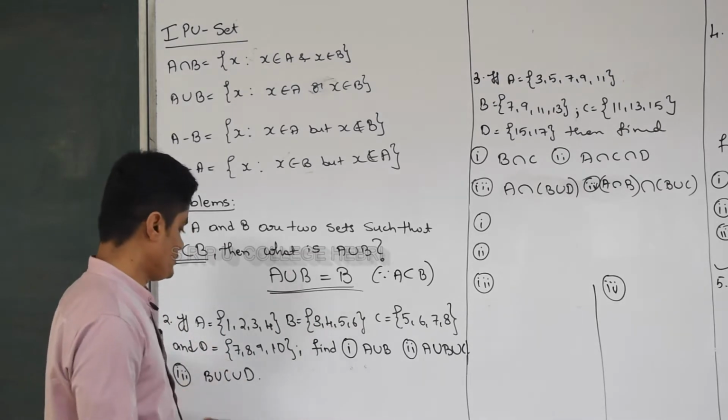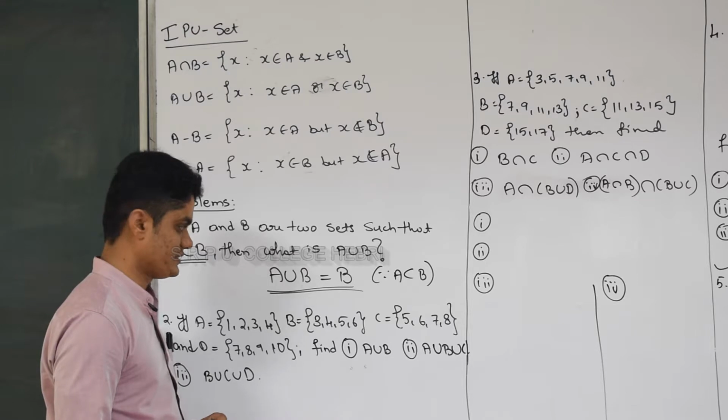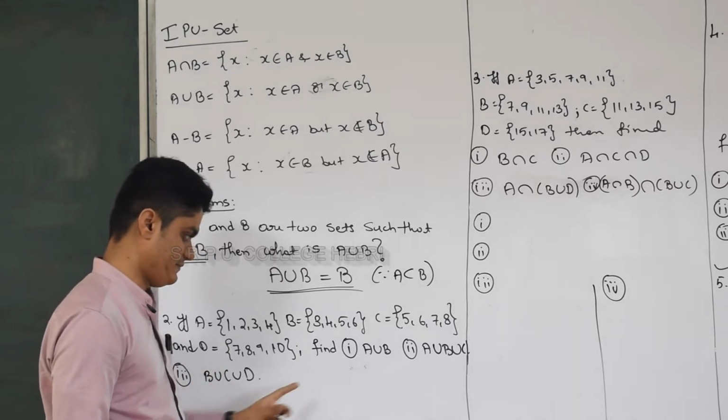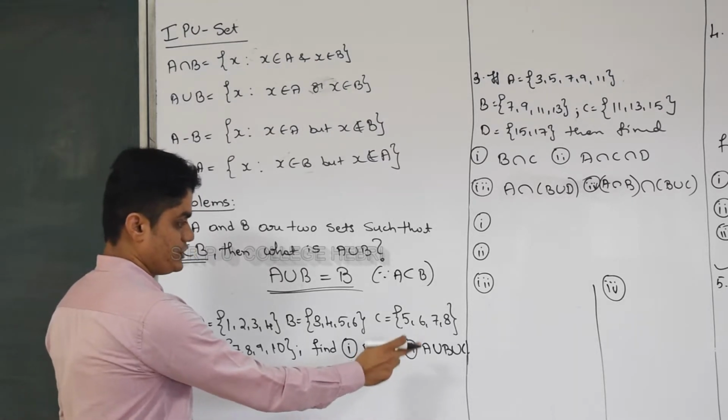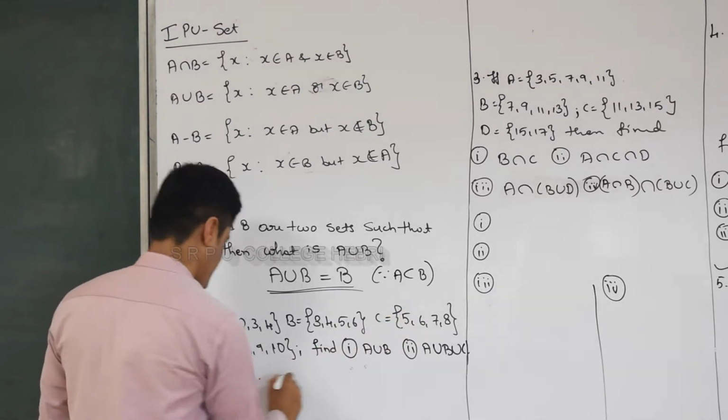Next, if A is equal to {1, 2, 3, 4}, B is equal to {3, 4, 5, 6}, C is equal to {5, 6, 7, 8} and D is equal to {7, 8, 9, 10}, find A union B, A union B union C and B union C union D. Okay, so let me answer the first question.